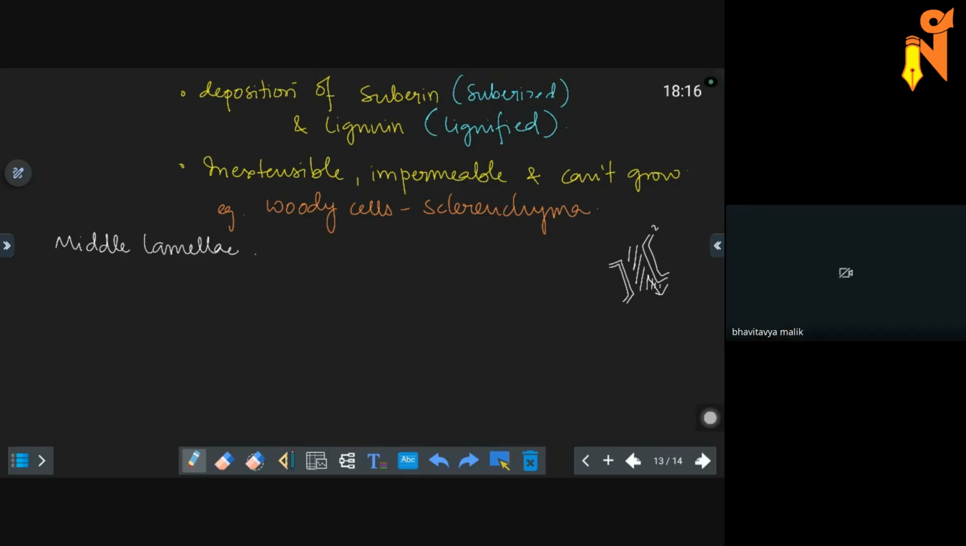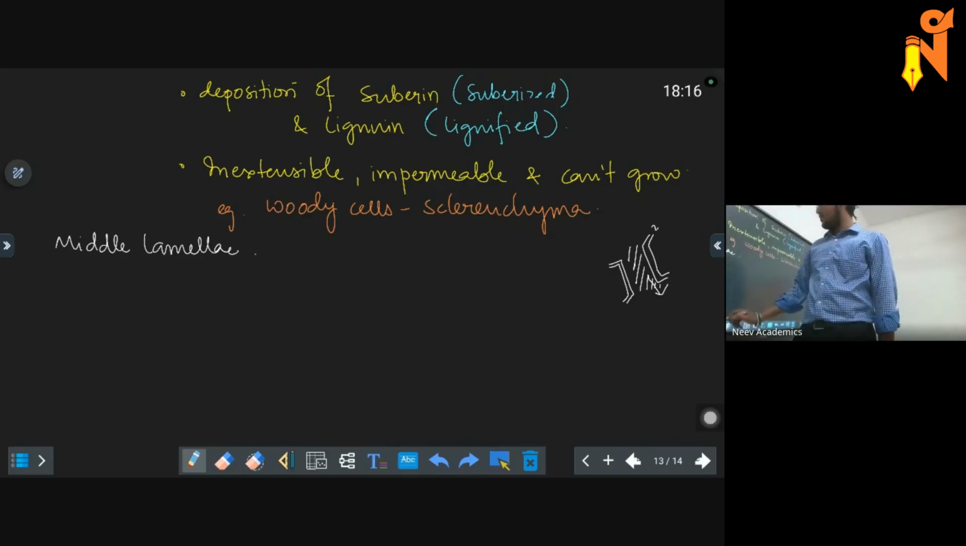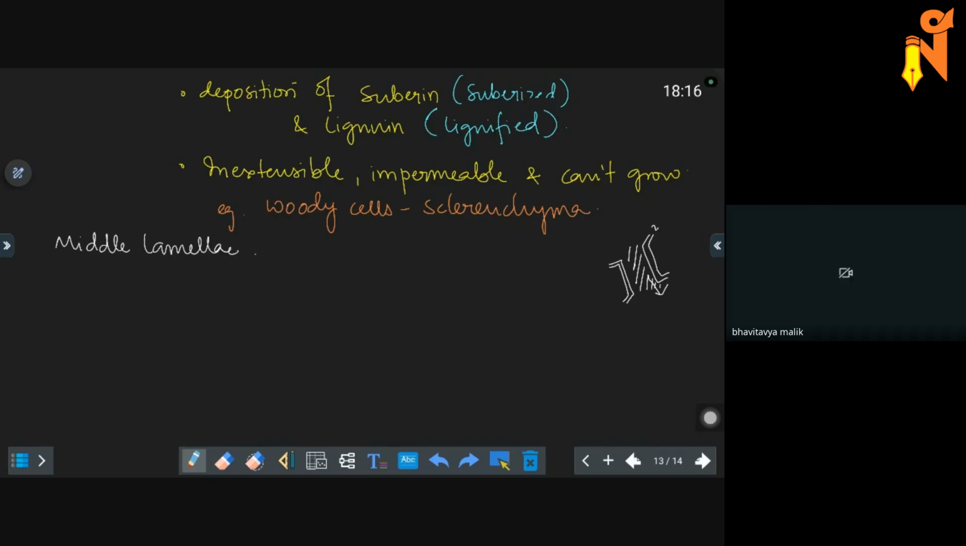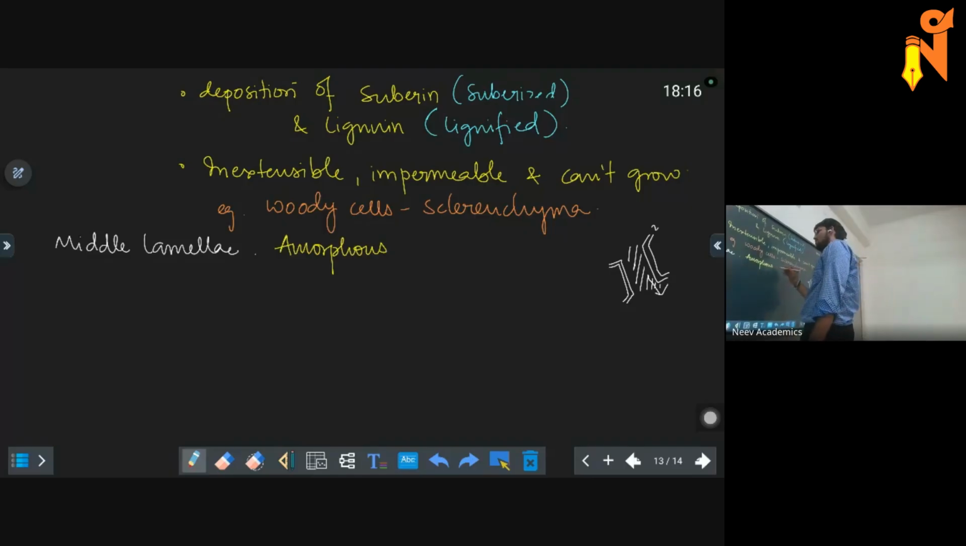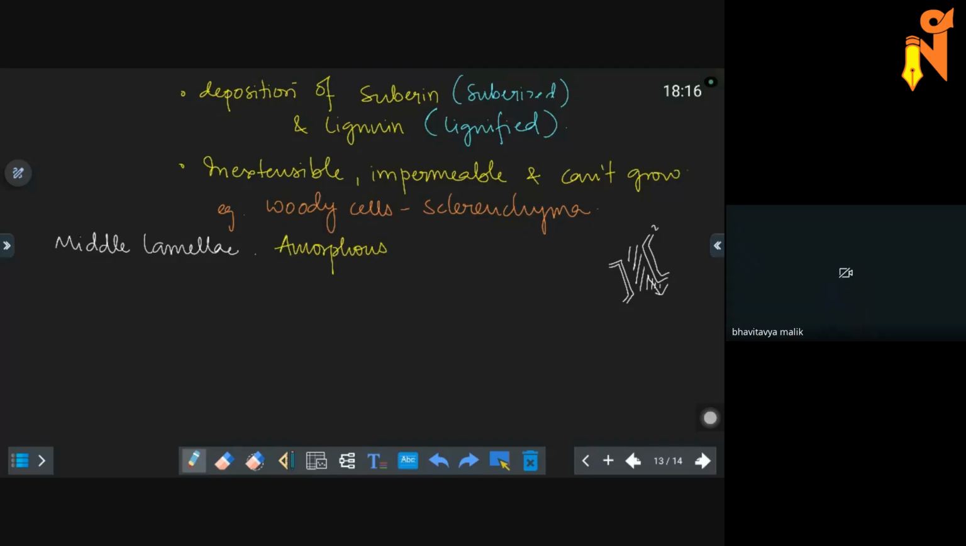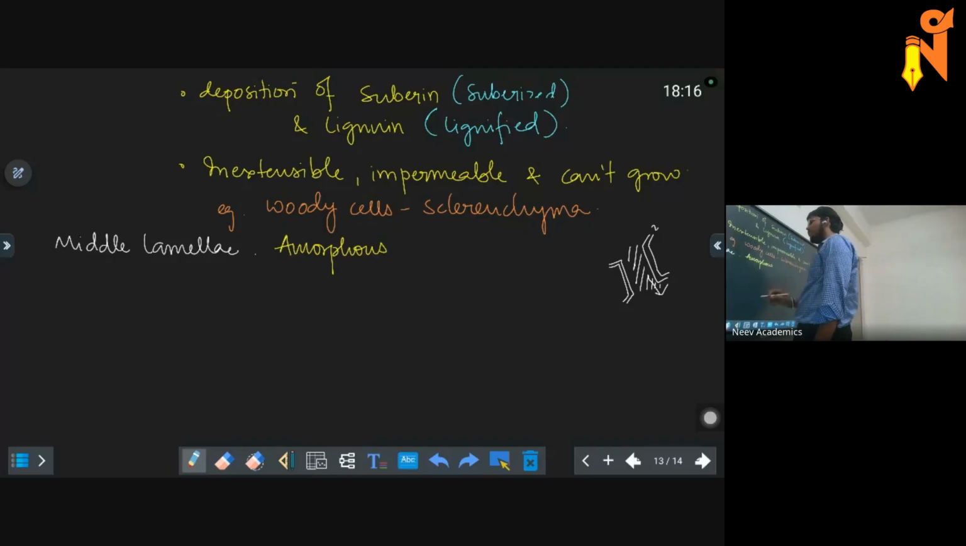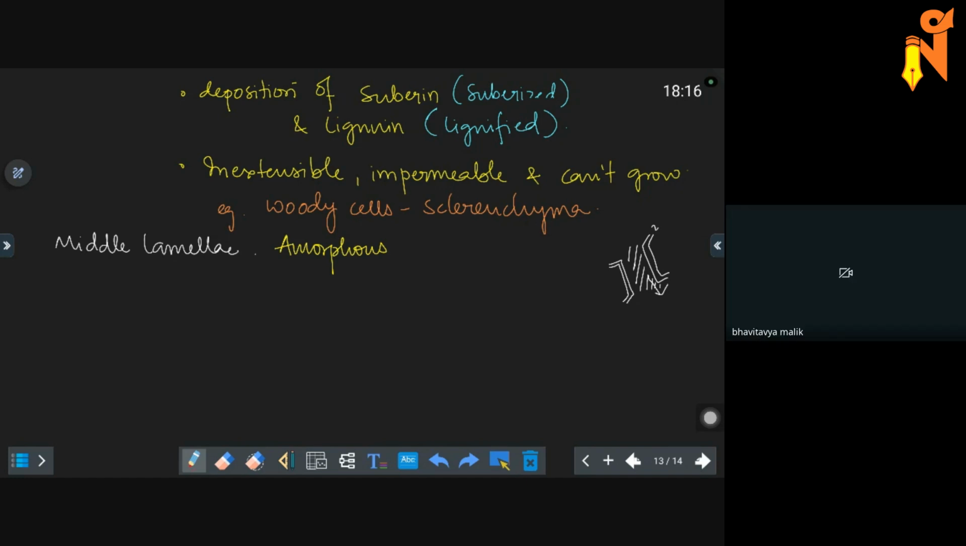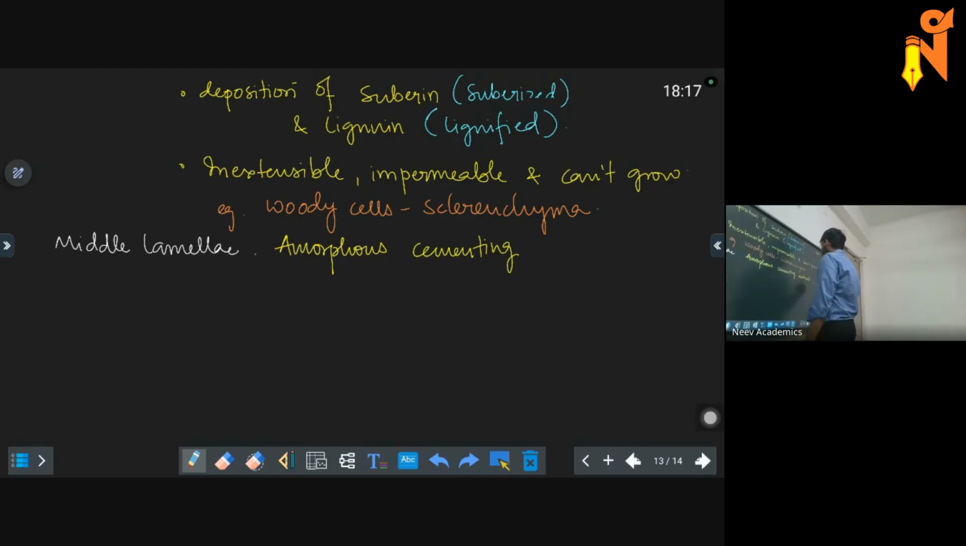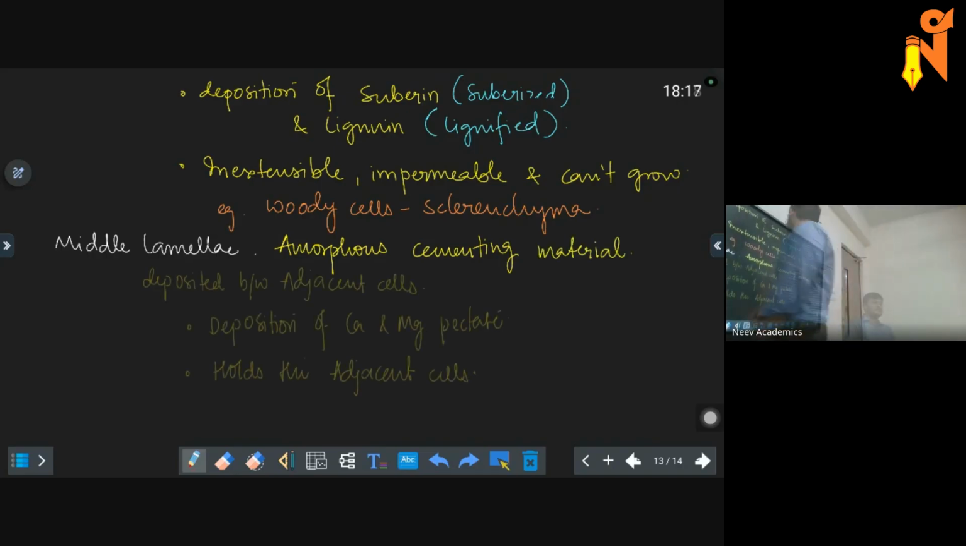Sir, the lamina is in the innermost part of the cell wall, right? No. Lamella is a general term used for layer. If you are defining the cell wall, why are you using the term inner lamella?